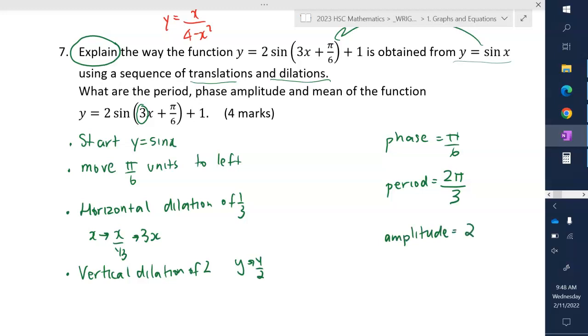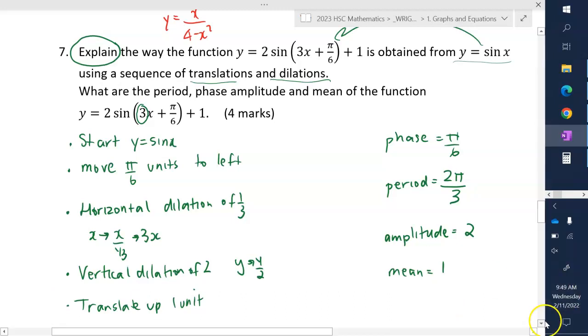Okay, and our last one is we're going to translate up 1 unit. That gives us something else as well. That changes our mean. So our mean goes to 1. Okay, normally our mean is 0 on sine x. We've shuffled it up to 1. Everything oscillates around 1. That's our mean. You need to have all of those things in there, okay, to get you full marks on that question.